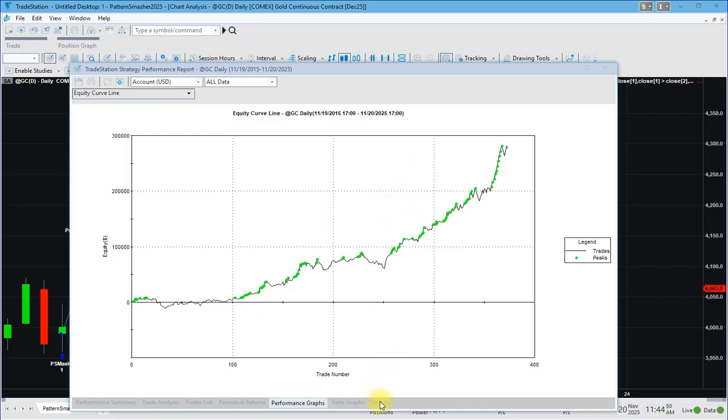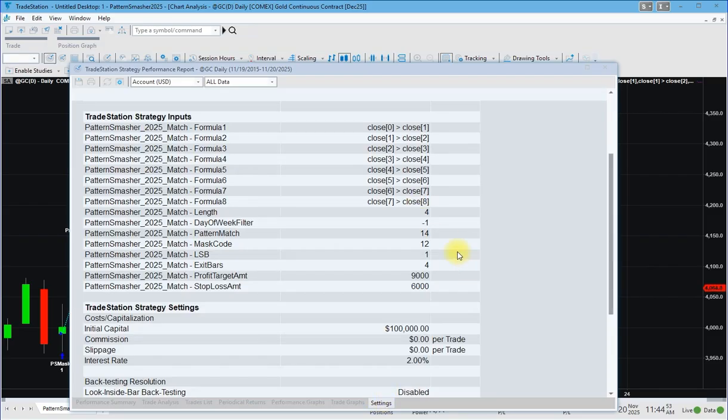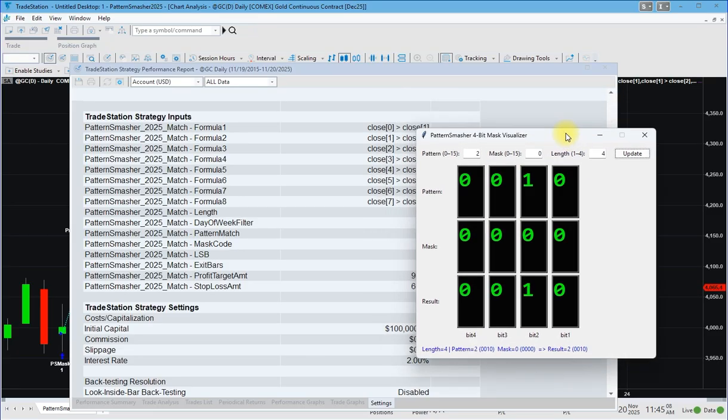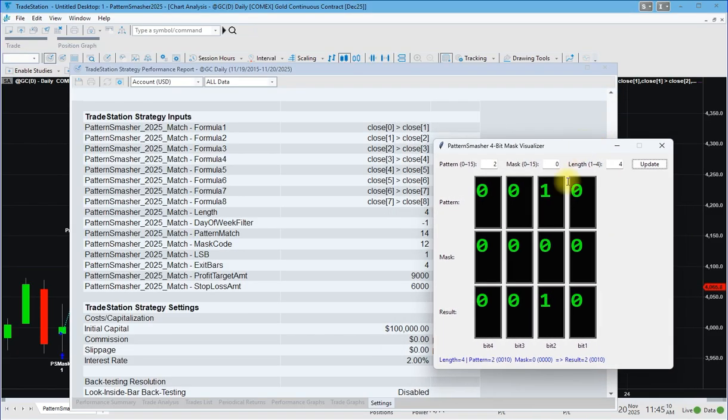Now this is what's interesting. Let's see what the mask code and the pattern match were. It's pattern match 14, mask code 12. We're holding for 4 days, $9,000 profit, $6,000 loss. So let's pull up our little cheater here, our binary calculator. We're looking at pattern match 14. And let's go ahead and look at the mask, which was 12. This produced those numbers that we just looked at.